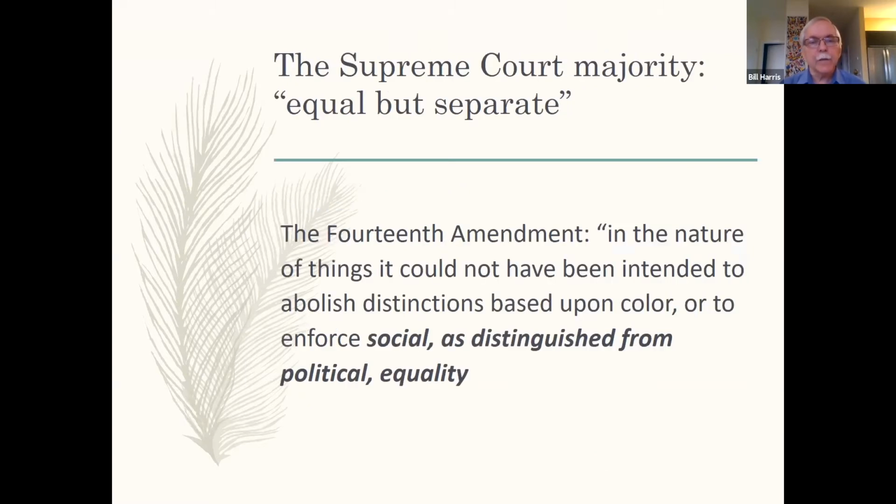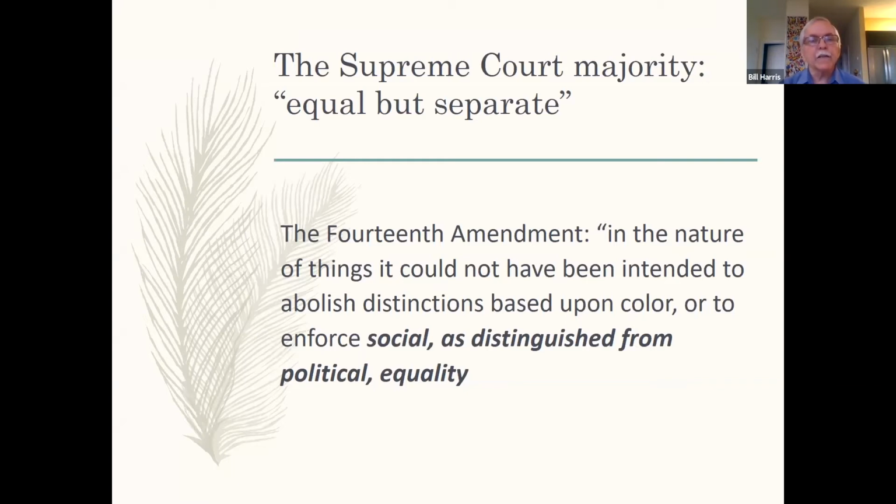And if we look at the next slide, we can see the reasoning, if we can call it that, of the majority. The 14th Amendment, in the nature of things, could not have been intended to abolish distinctions based on color or to enforce social, as distinguished from political, equality. So the Supreme Court was accepting this widespread notion that social equality was something different from political or civic equality, and segregation in restaurants or hotels or trolley cars was protecting social inequalities, and that did not violate the Constitution.